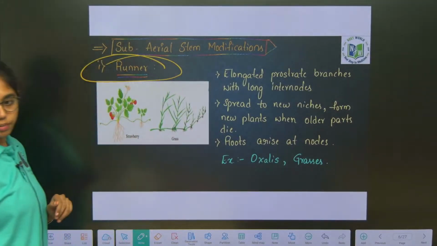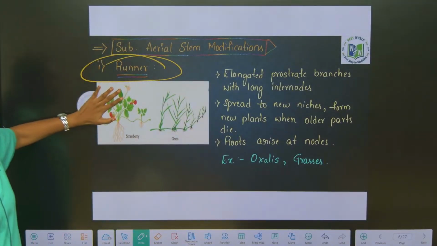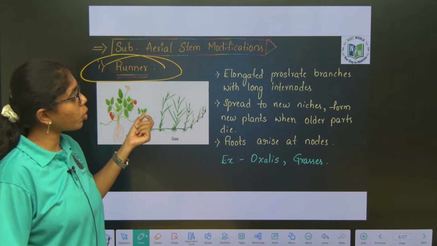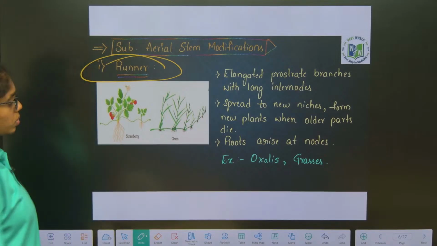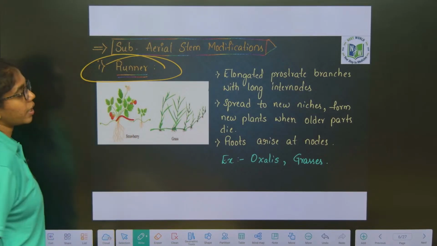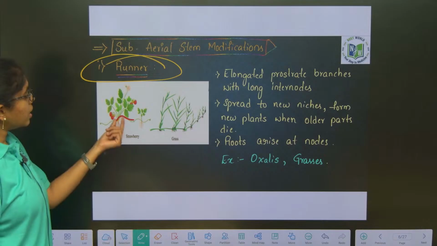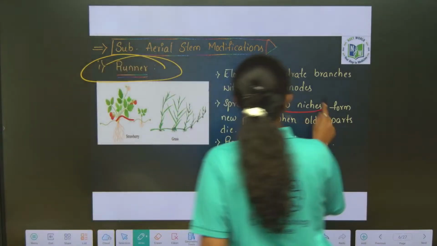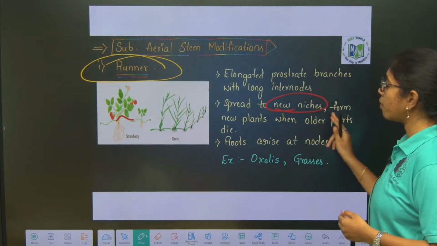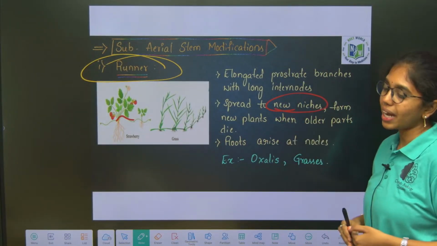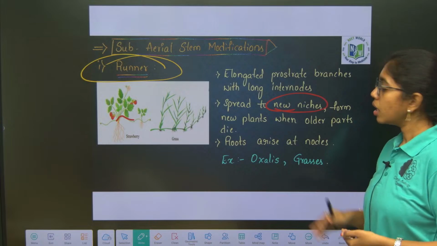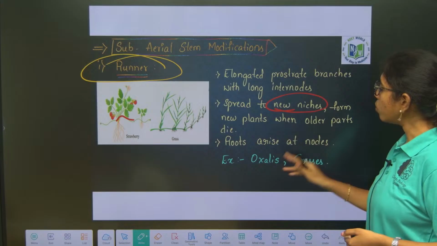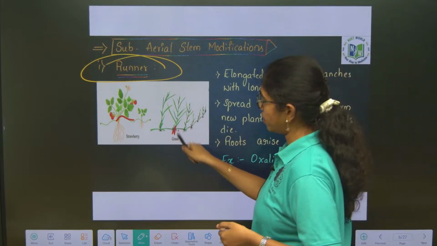Runner type of modification. You can describe the runner type of subaerial stem modification as elongated prostrate branches with long internodes. These lateral branches will spread into new niches, which form new plants when older parts die. This is how it propagates vegetatively, and roots will arise at the nodes naturally.